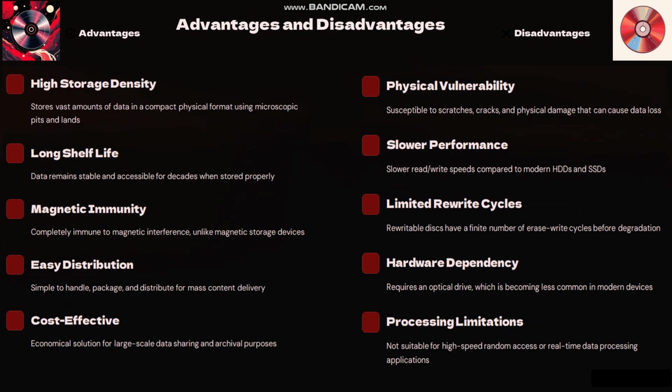Like any technology, optical storage also has its pros and cons, which are the advantages and disadvantages. So the advantages are, first, high storage density. It stores a large amount of data in physical format, in the form of bits and lands. It has a long shelf life, where the data remains fully accessible and can be used at any time. And it is safe from magnetic interference. Unlike magnetic storage devices, it is immune to magnetic interference.